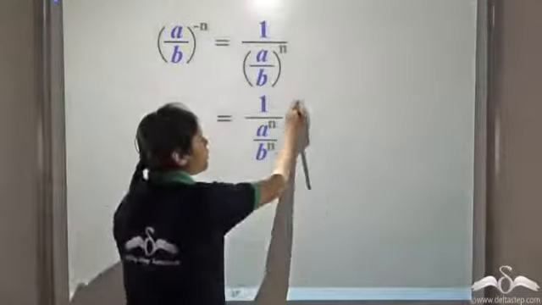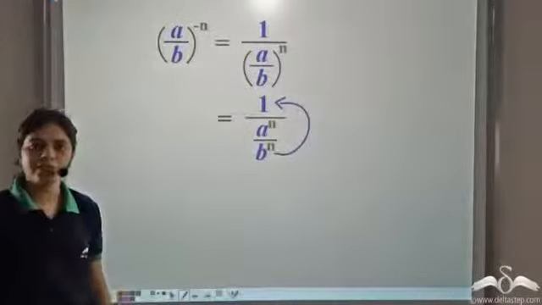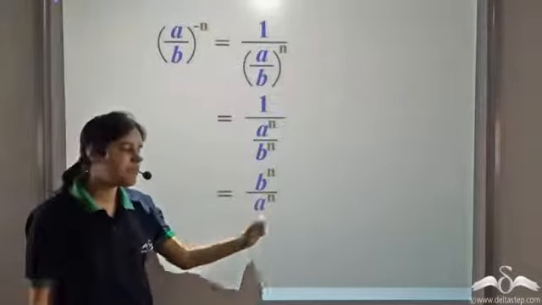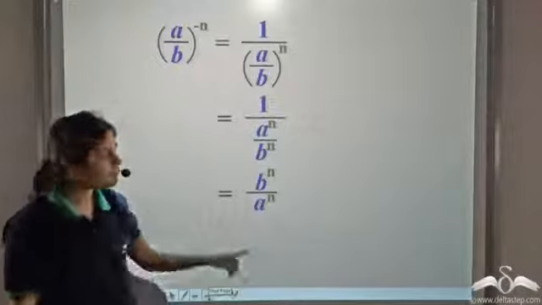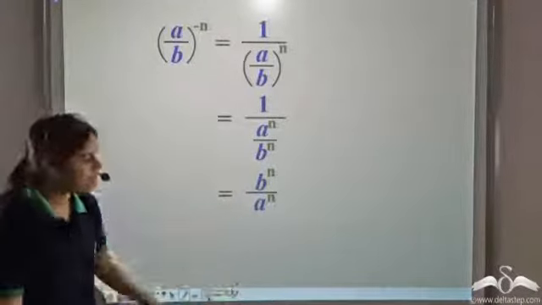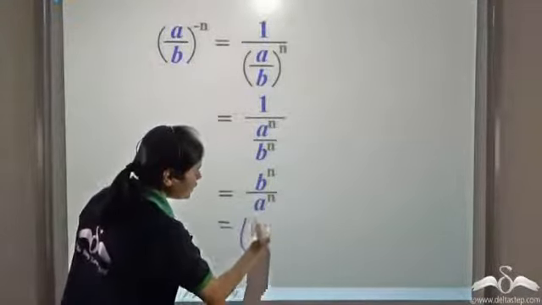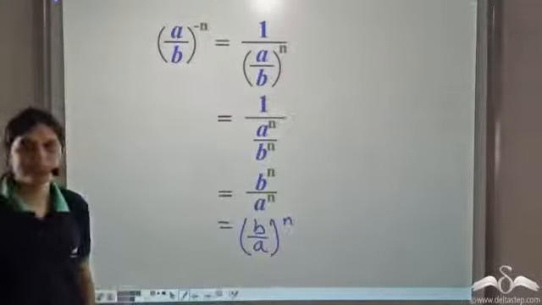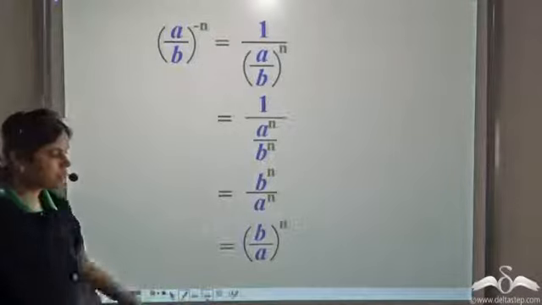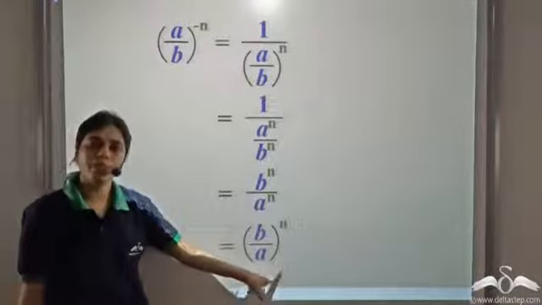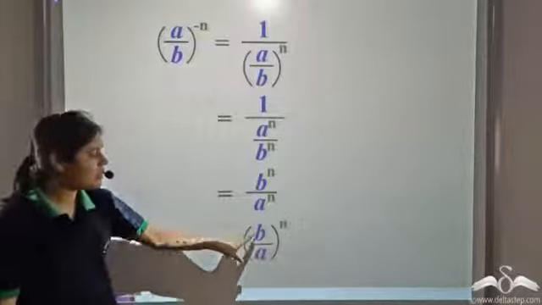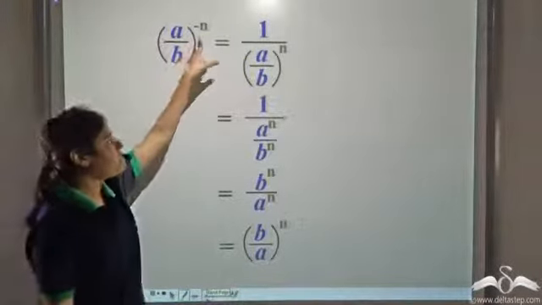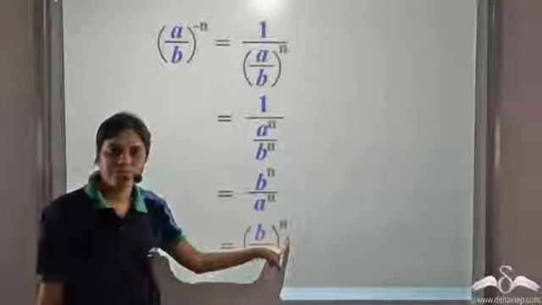Now this b to the power n goes to the numerator. So this becomes b to the power n divided by a to the power n. Now apply the law again. That is, we can write it as (b/a) whole to the power n. Again we see that b/a is the reciprocal of a/b and negative n becomes positive n.